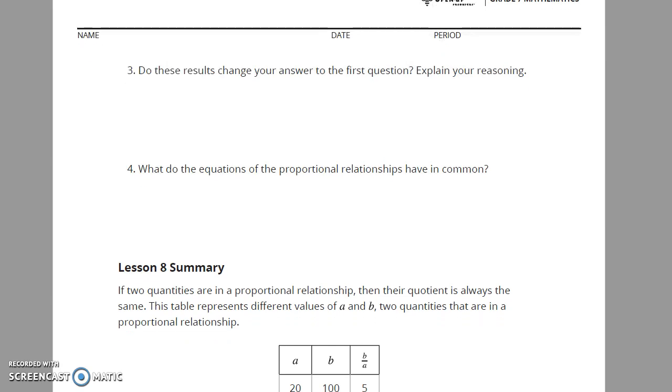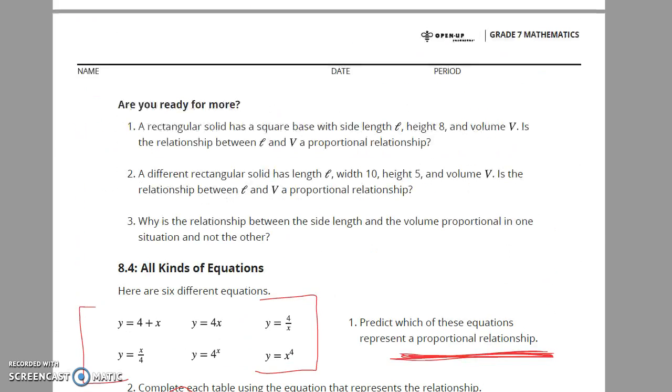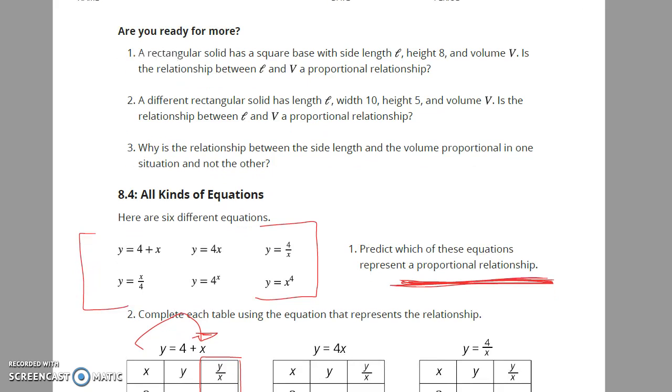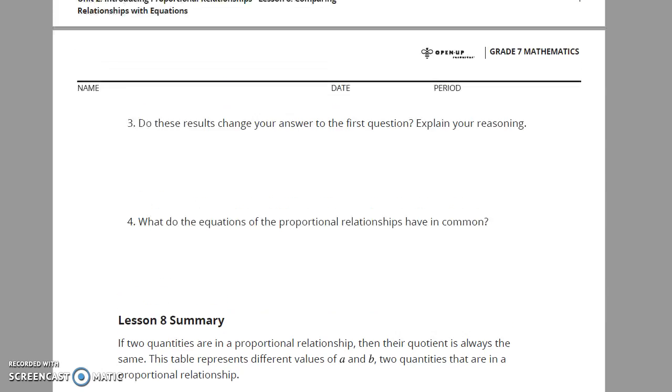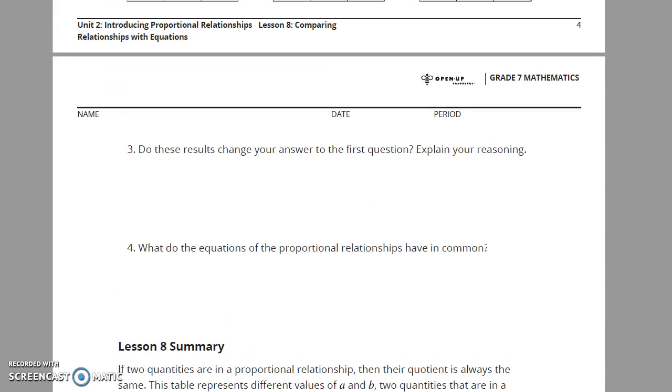All right, for number 3, do these results change your answer to the first question? That means, do you want to change your first answer? Now, the first question is up here. Predict which of these equations represent a proportional relationship. Were you right? Were you not? Why are you changing it? All right, that is what you do to answer this question. When you are done, move on to question 4.